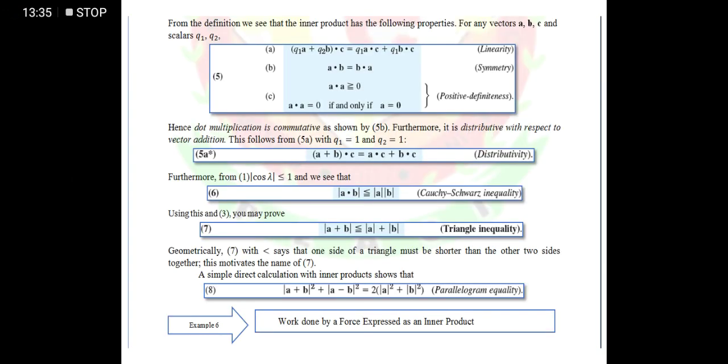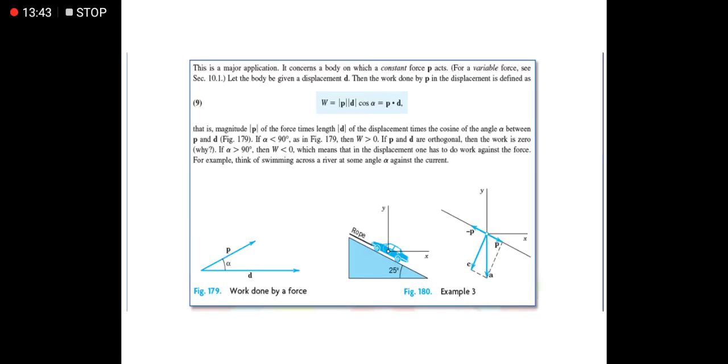So, work done by force. One of the applications of the dot product is finding the work done by a force, expressed as an inner product. This is the major application. It concerns a body in which a constant force P acts, or a variable force, section 10.1. Let the body be given a displacement D. Then the work done by P over the displacement is defined as work equals absolute value of P multiplied by absolute value of D cosine of alpha, where alpha is the angle between the force P and the displacement D.